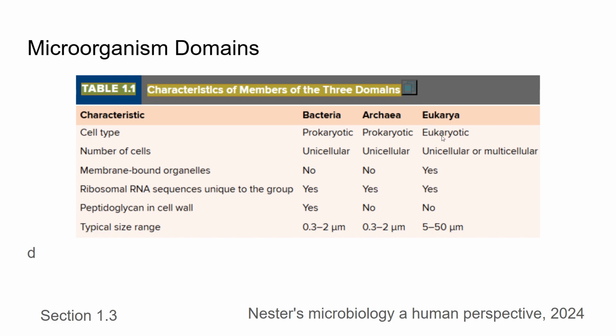Eukarya, these are going to be unicellular or more multicellular. These do have membrane-bound organelles. They have unique ribosomal RNA. They do not have a peptidoglycan cell wall. Some can have other types of cell walls, but not all. And then their typical size is a little bigger than your typical bacteria or archaea.